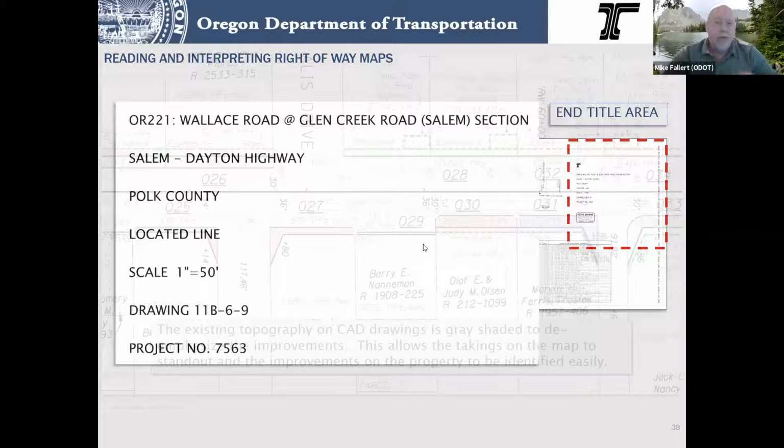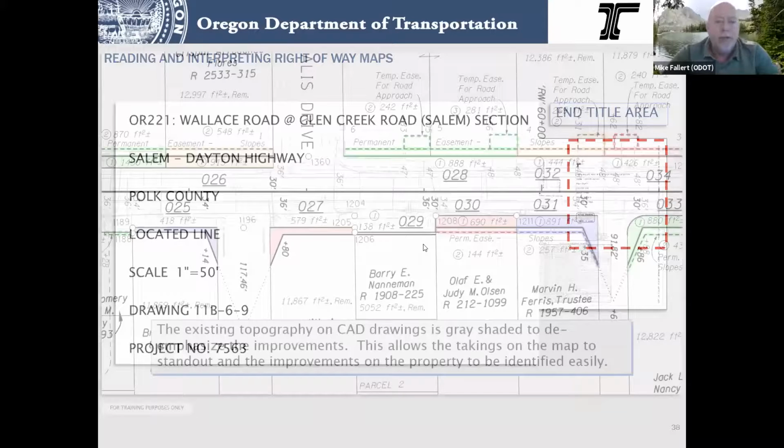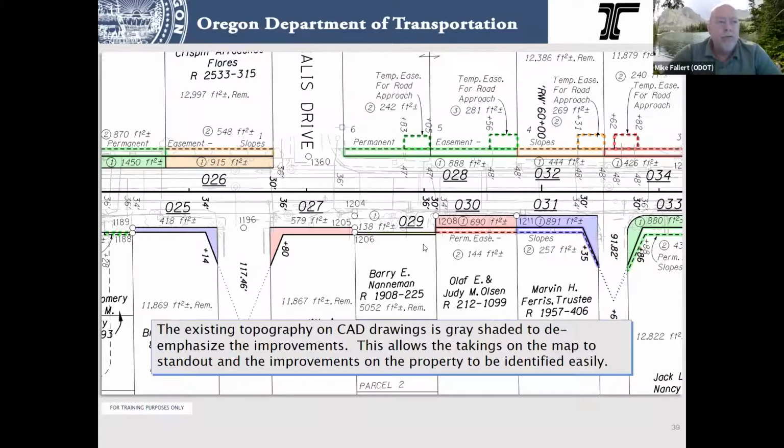But like I say, we haven't changed a whole lot. We've kept a lot because it works. And so we keep that look and feel consistent as much as we possibly can. So existing topo, we talked about.